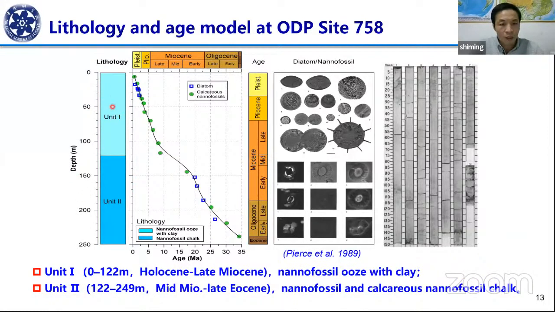Unit 1 is for the upper 122 meters. This is characterized by lead fossil woods with clay. Unit 2, the lower part, is the lead fossil and calcareous lead fossil chalk. So in general, the lithology through the core is homogeneous and very good material for paleoceanography reconstruction. And the age model is based on the delta and the calcareous fossils. This is shipboard data.